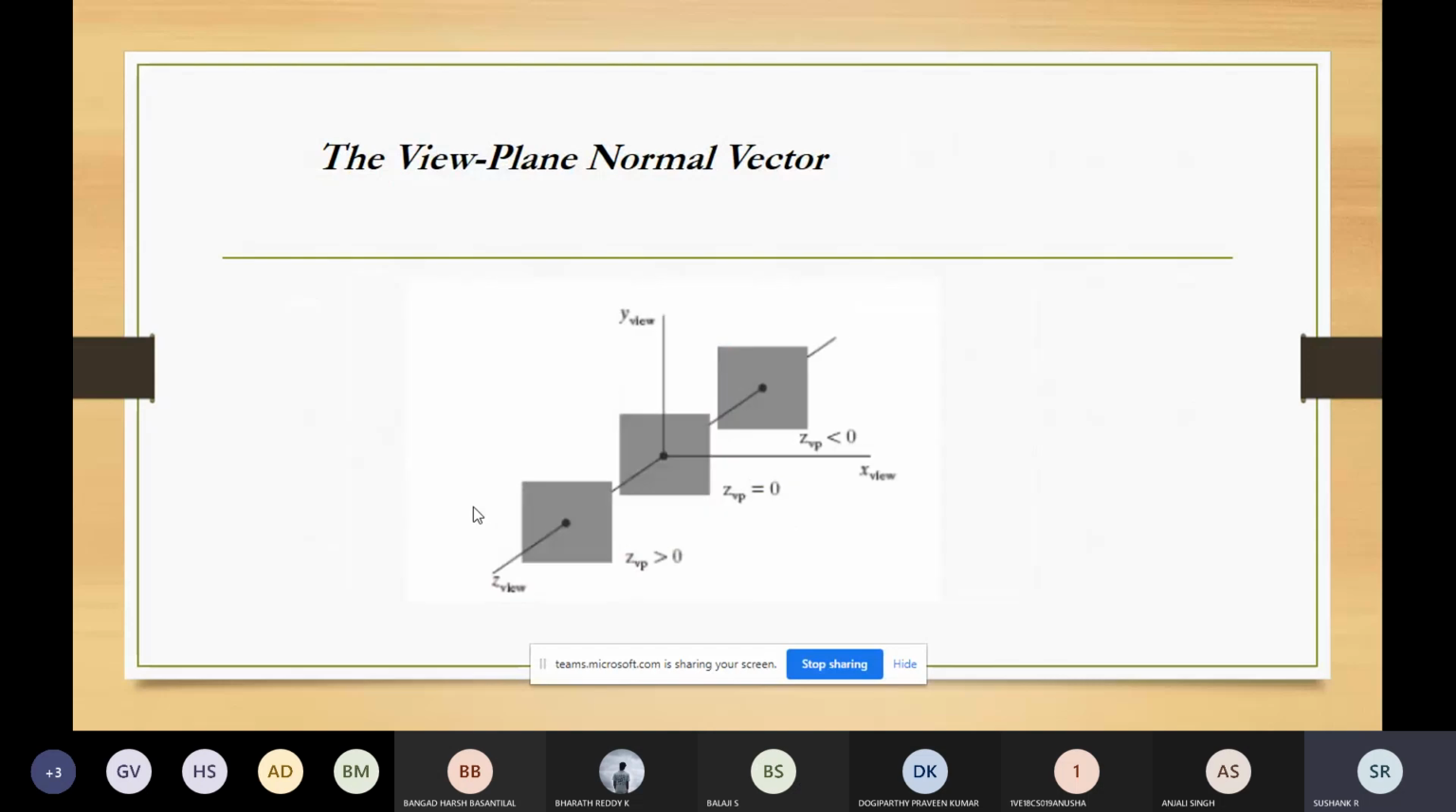We also defined the view plane normal vector, where we took the line of sight as the z-axis, which we called z view. If the value of the z-axis parameter zvp was less than 0, the view plane was away from us, from the line of sight, and if it was greater than 0, it was towards the line of sight. So like that we studied.